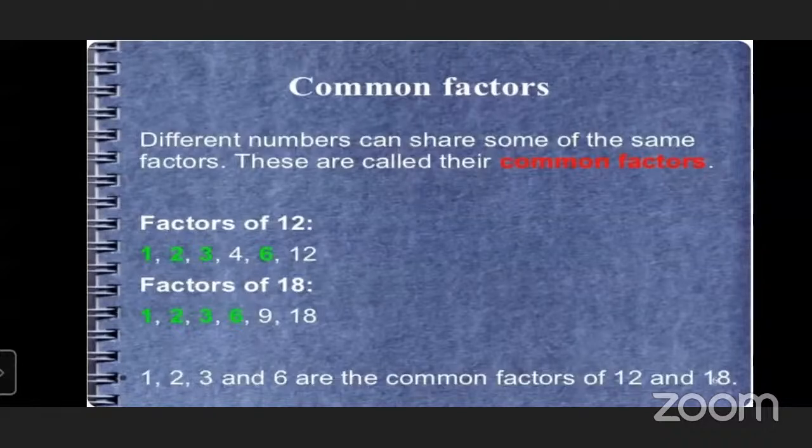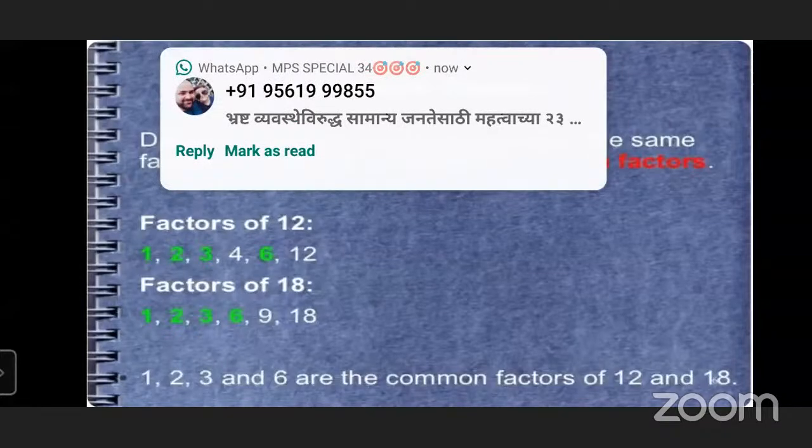Now we have these two numbers, so we have to take the common numbers in both of these. Which are they? 1, 2, 3, and 6. These are the common factors of 12 and 18. Are you getting it?